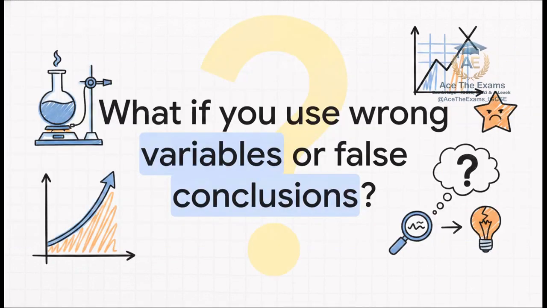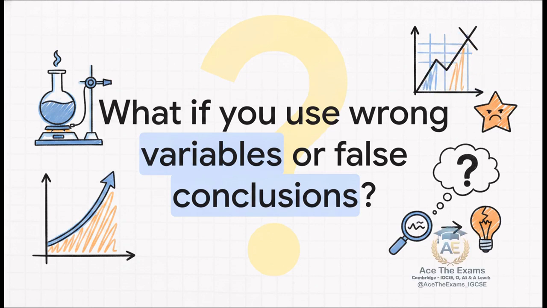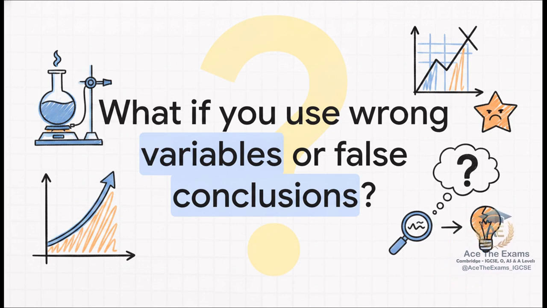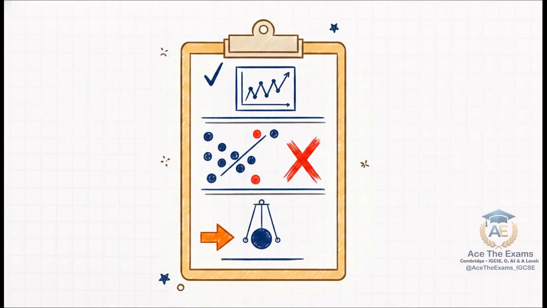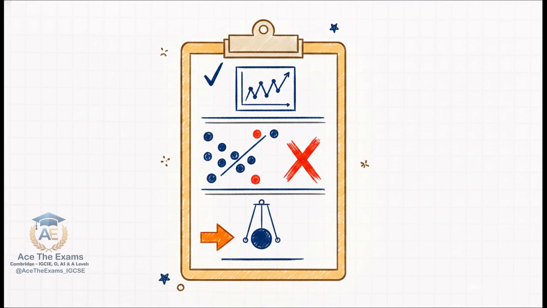Let's move to the final piece of the puzzle, evaluating your investigation data to avoid the trap of unsupported conclusions. Imagine you've done the experiment perfectly. You stayed safe, you recorded your data beautifully. But if your final conclusion claims a directly proportional relationship when your graph actually shows a curve, you're going to lose those final evaluation marks right at the finish line. So before you finish any practical exam question, run your answer through this ultimate mark magnet checklist to make sure you haven't left any points on the table.